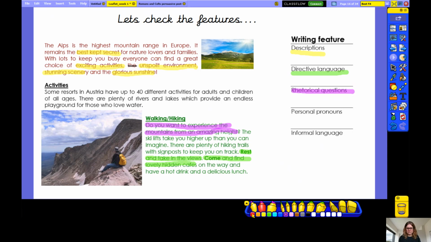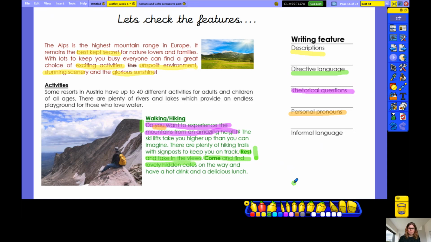What else? Personal pronouns. Let's have a look. Are there any personal pronouns? Well, if I go back to my rhetorical question, it feels like the person who's written this is talking directly to me. Do you? So that's my personal pronoun. And is it written in an informal way? Well, the fact that there is a rhetorical question there like that, and the fact that it is quite bossy, tells me it's a little bit informal. So yes, there's not lots of examples of informal language in this part, but you might find more in one of the other leaflets.